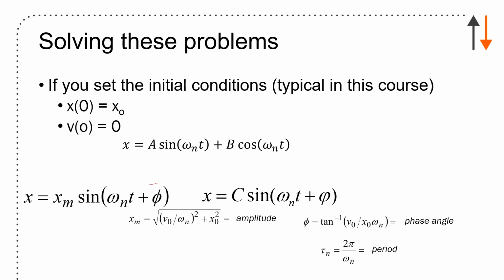Phi is just the phase angle, so it allows that the sine at 0 not necessarily be 0, so that if you're doing a problem where you have an initial displacement, you can cover it. And that's going to be inverse tan of v naught over x naught omega_n. And that's your phase angle.